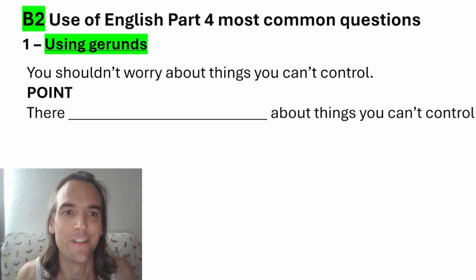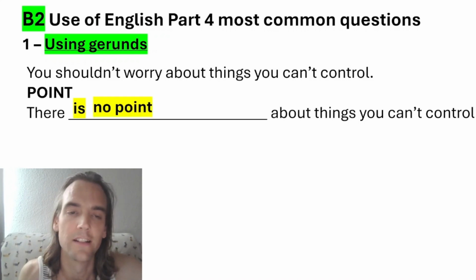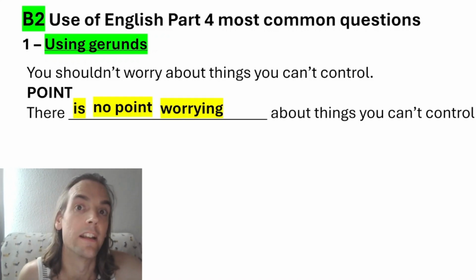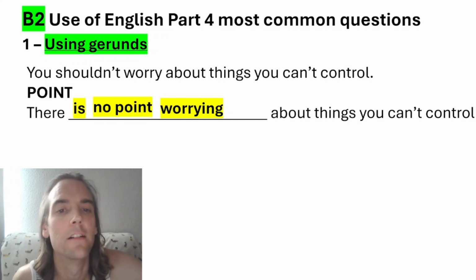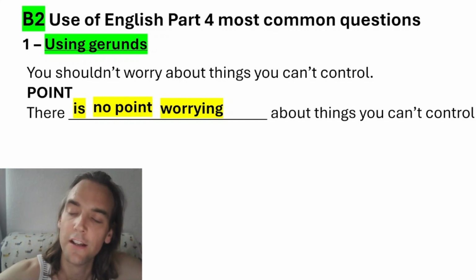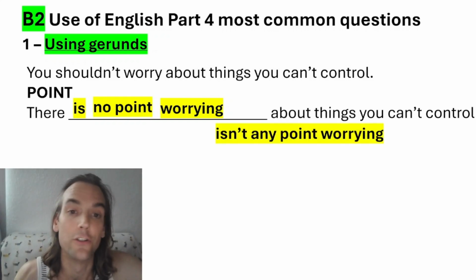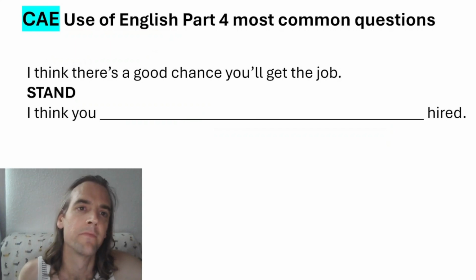Anyway, you should have had enough time to answer it now. And the answer is, if you shouldn't worry, then there is no point worrying. You're going to get 1 point for there is no point, and 1 point for worrying, like I said. So that's a really common B2 grammar feature, is using the gerund. You could also say there isn't any point worrying.